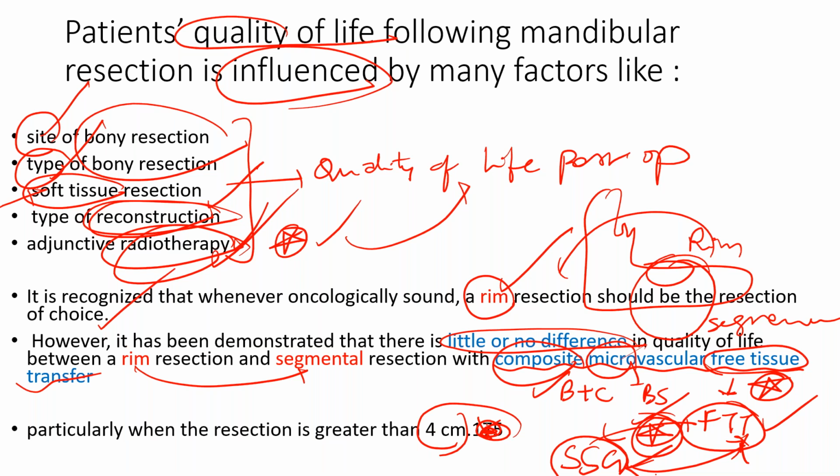If you don't remember, this one is a reference. So resection is greater than 4 centimeters. When you go for more than 4 centimeters removal of a tumor, you have to go for free tissue transfer. Free tissue transfer is the best method of reconstruction for more than 4 centimeters. That is a concept that you have to keep in mind. So that ends the mandible.